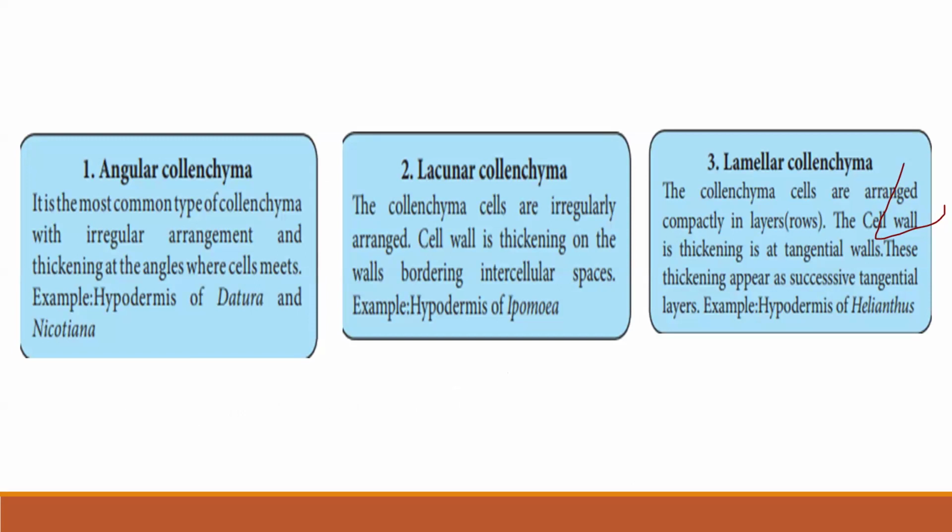Whereas in lacunar parenchyma, the thickenings are mainly present around the intercellular spaces. The parenchyma cells are irregularly arranged, and the cell wall thickenings are on the walls bordering the intercellular spaces. An example is the hypodermis of Helianthus. Whereas in lamellar parenchyma, the thickenings are mainly seen at the tangential walls.